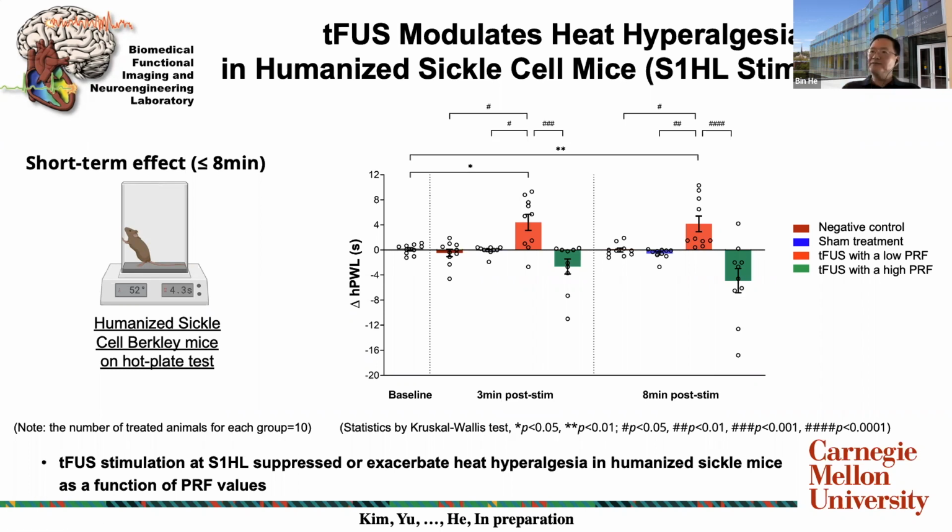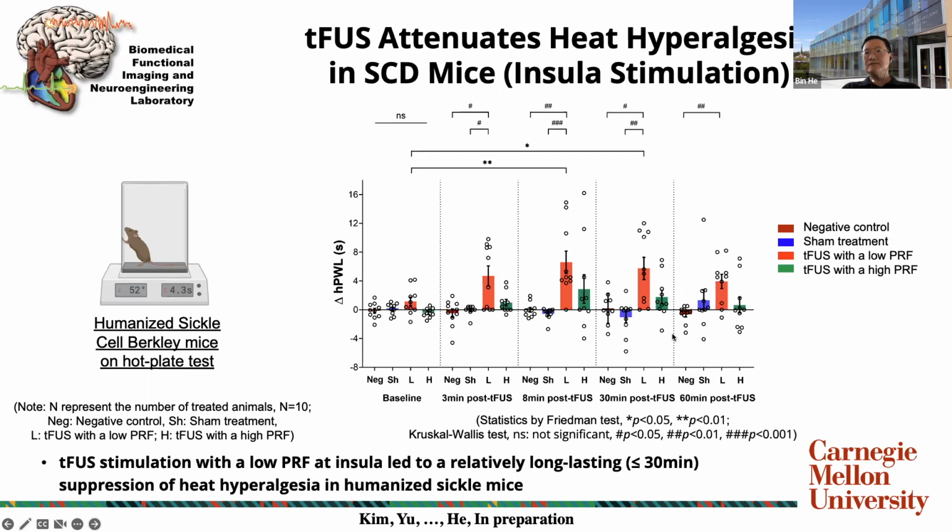Actually, the low PRF is going to decrease pain sensitivity in the sickle cell mice, but high PRF increases the pain sensitivity in the sickle cell mice, at 3 and 8 minutes post-stimulation. We also stimulated the insula, and in this case, up to 30 minutes post-stimulation, we found the low intensity and low PRF can decrease the pain sensitivity. And in this case, the high PRF does not increase sensitivity.